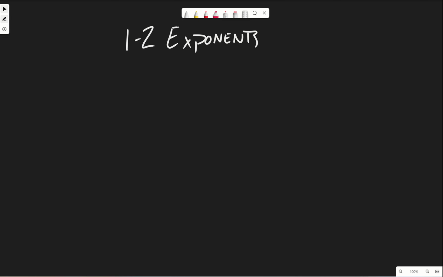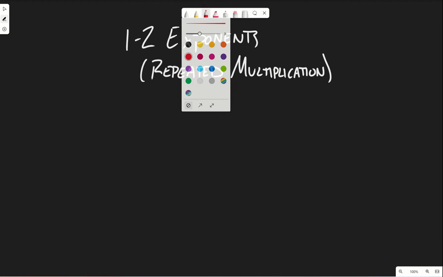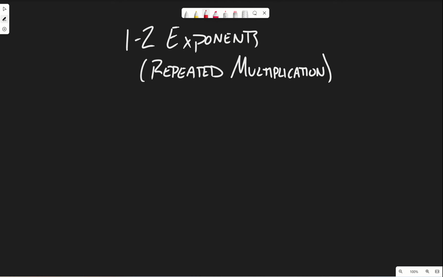Exponents are just a way that we can write repeated multiplication. So this is another thing we could call repeated multiplication. All right. When we have a number, I'm going to write an example of an exponent out here, and we'll talk about the different parts of it. So when we have a number like this, we would call this 2 to the power of 4.